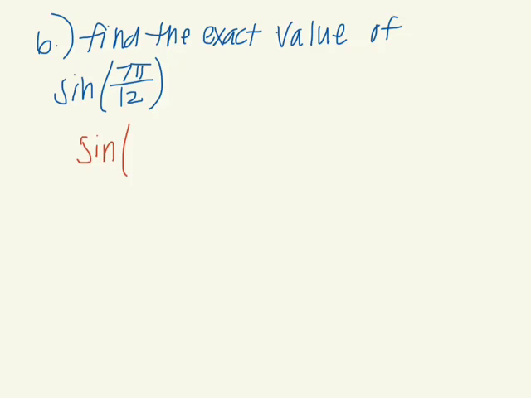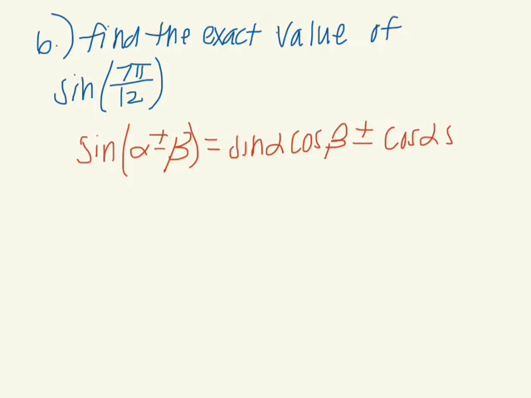We're going to use sine of alpha plus beta. On the formula sheet it looks like this. Sine of alpha plus minus beta is equal to sine of alpha cosine beta. Then it has the plus minus in the same orientation as it is on the left side. Cosine alpha sine beta.